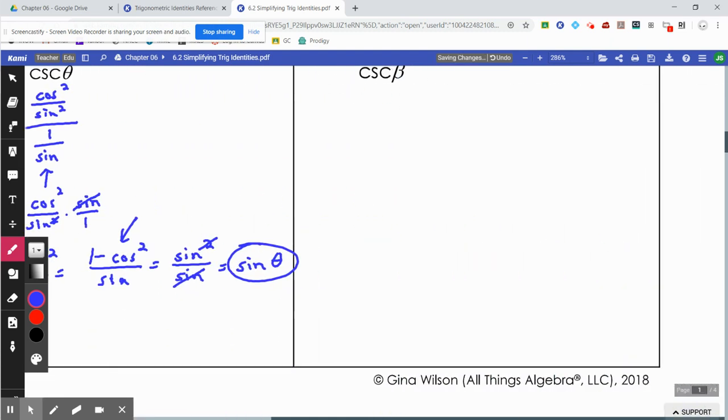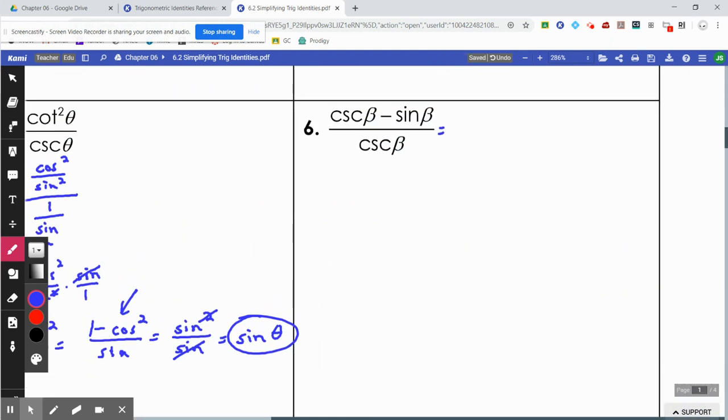Anytime you have a single value on bottom, sometimes it might be helpful to break this apart. This is the exact same thing as the distributive property: x minus 3 over 3 can be split into x over 3 minus 3 over 3. It's the exact same distributive property, and that's what we're about to use here. The cosecant on bottom, we're going to take the top and split.